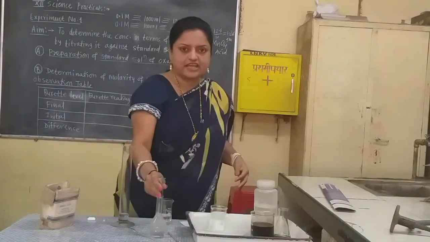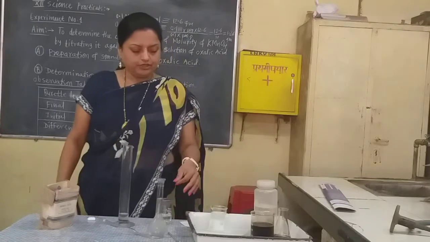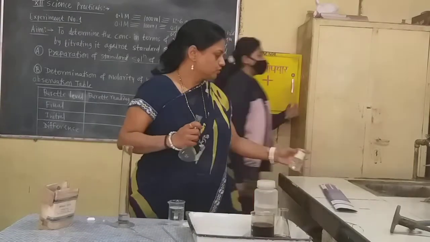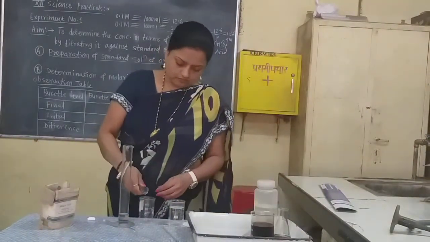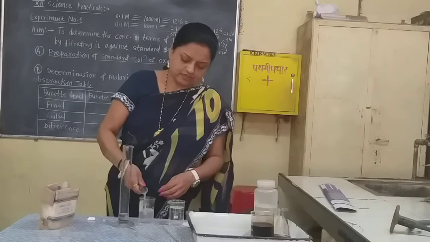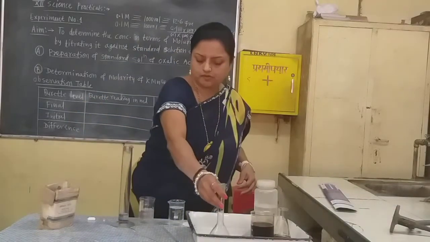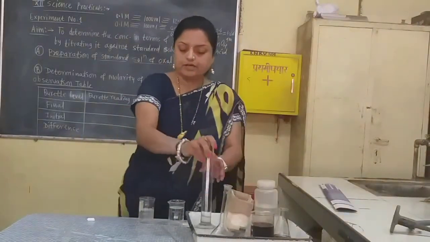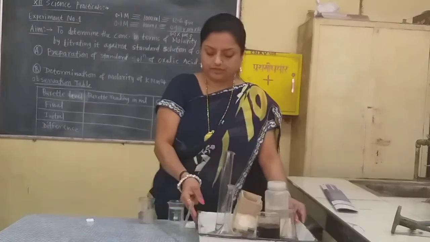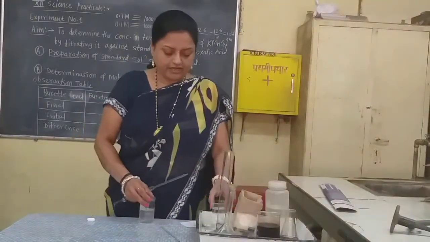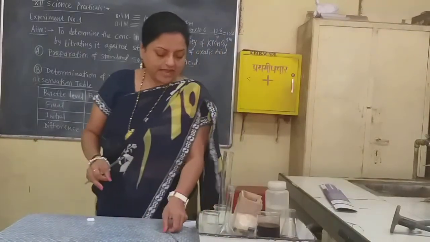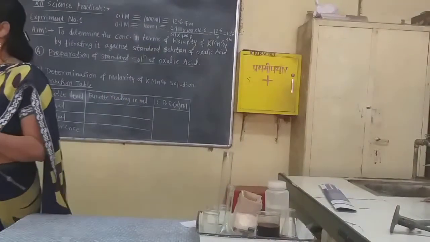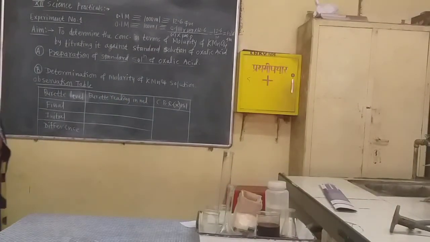Now take this standard solution of oxalic acid into a beaker. We can take 60 to 80 ml for our titration. Now we are doing the second part of our titration, that is, we have to titrate this standard solution of oxalic acid with the potassium permanganate solution.